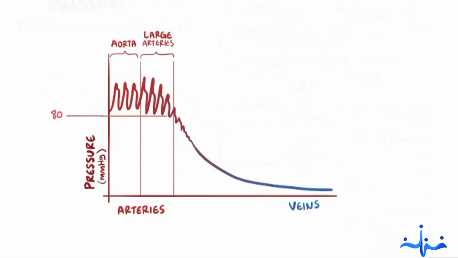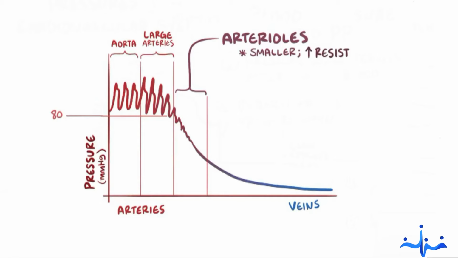Alright, so as we move out of the arterial tree, the pressure gets lower and lower as the arteries branch out into smaller and smaller arteries, and then arterioles and then capillaries. As those vessels branch into smaller and smaller arterioles, resistance goes up.